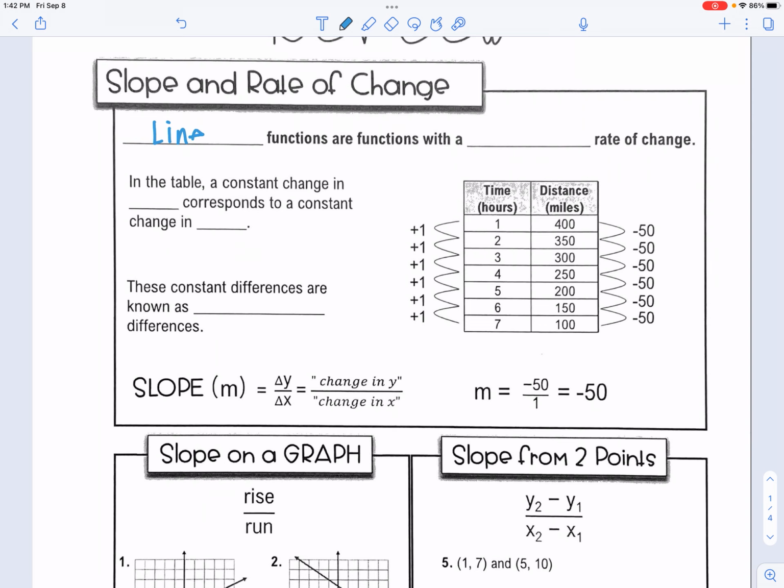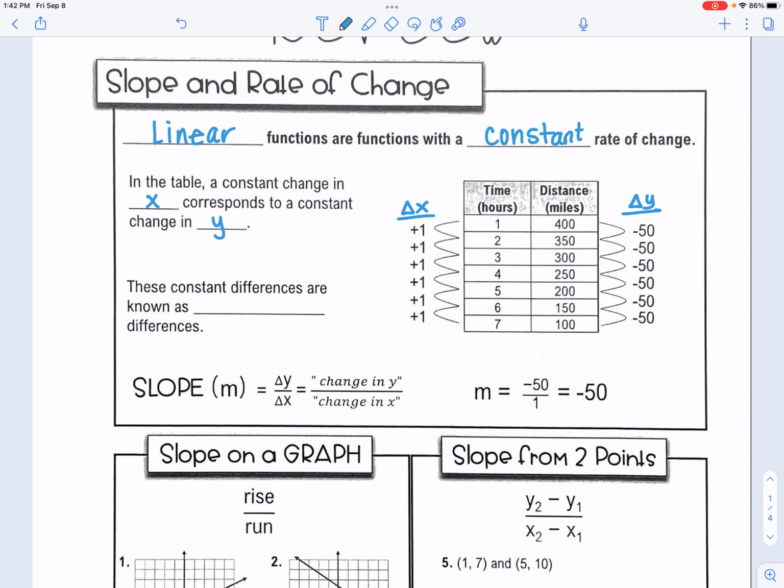Linear functions are functions with a constant rate of change. The fact that these rates of change are constant is what gives us that line. And in a table, a constant change in x corresponds to a constant change in y. You can see on the table to the side, this change in x is a positive 1 for every hour. And then over here in distance, our change in y is negative 50.